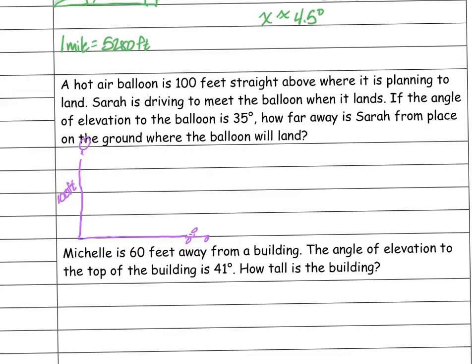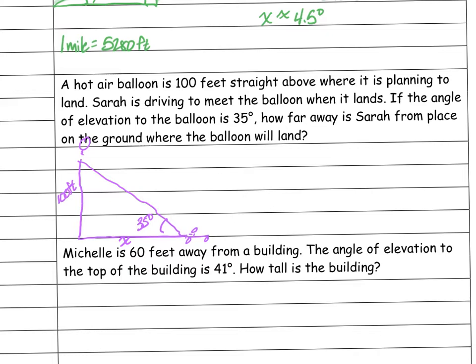If the angle of elevation to the balloon is 35 degrees, so she looks up to the balloon, this angle is 35 degrees. How far is she from the place on the ground where the balloon will land? So how far is this distance? So what do I have?